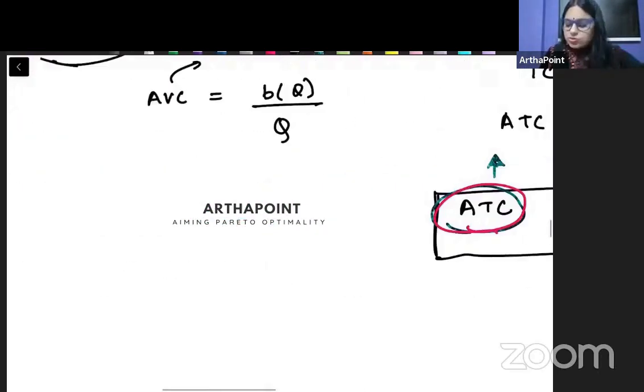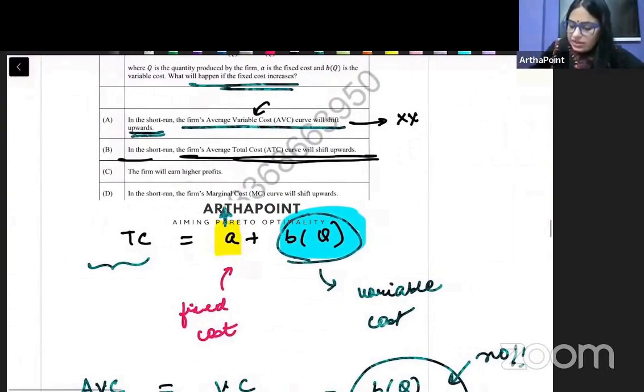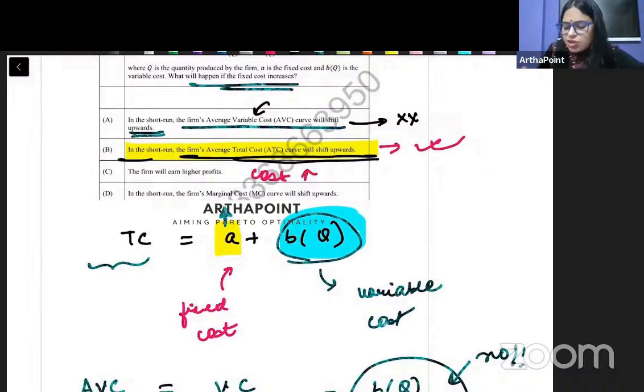So the correct answer to this question should be B. This is correct. Now look at the third option also. But when cost increases, will your profit increase? No, right? Profit should decrease. This is incorrect. Look into the next option.